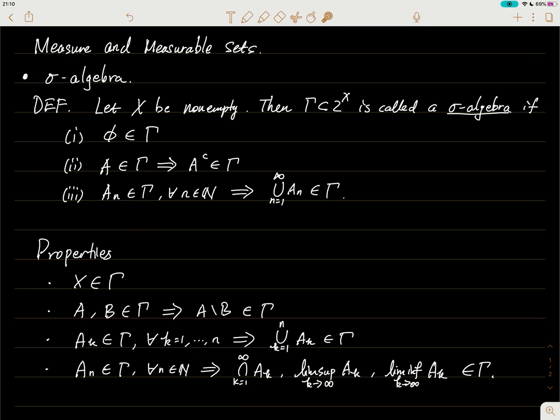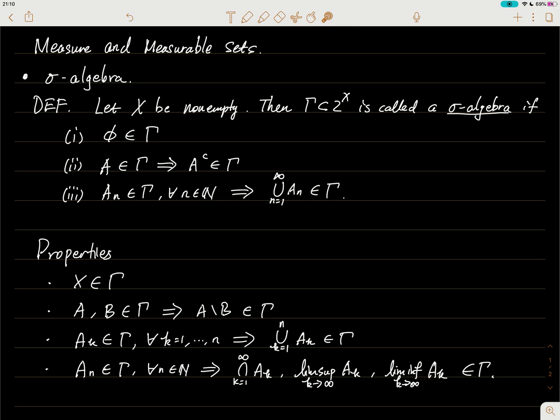But what we're interested in is the sigma algebra case, where you can take the union of countably many sets in gamma, and it's still in gamma. So gamma is closed under countable union. Okay, so from this definition, it is easy to derive some properties of sigma algebra.